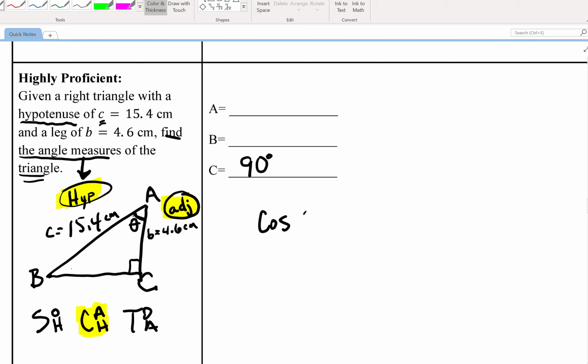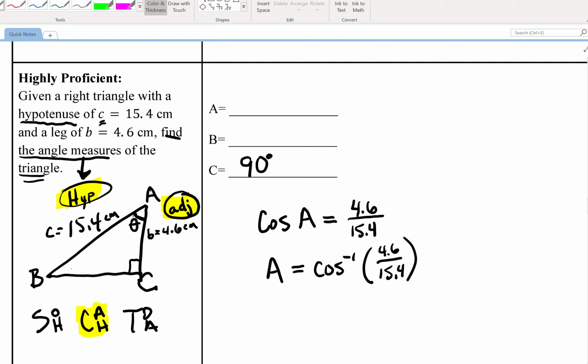The cosine of theta, or if you would prefer to write A, that's fine. The cosine of A is equal to A over H. That's 4.6 over 15.4. And the inverse of the cosine is actually one that's just called that. A then is equal to the inverse cosine of 4.6 over 15.4.